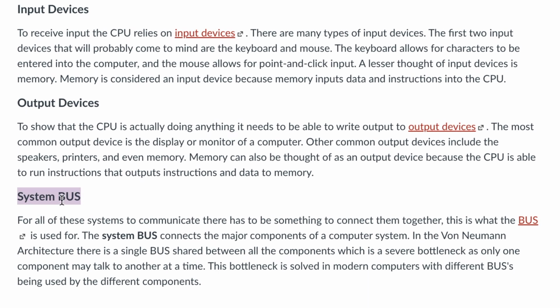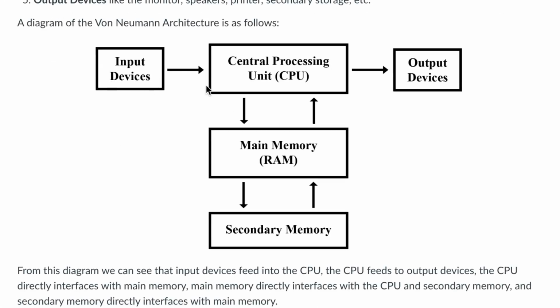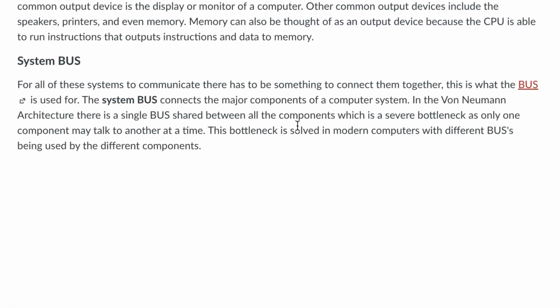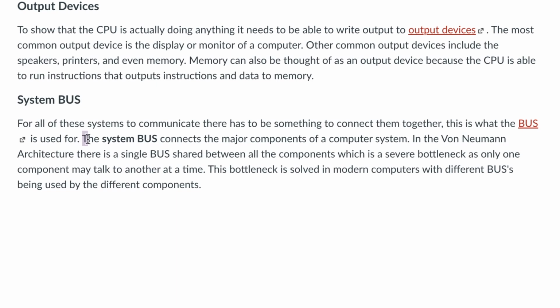And the last piece of hardware that I want to touch on is the system bus. In order for all of these items in the von Neumann architecture to be able to communicate together, they need to be able to talk via something. And, well, that is the job of the system bus. In a von Neumann architecture, there is only one system bus that connects all of the elements, which is a severe bottleneck, because when there's only one bus, only one component is able to talk to another component at a time. And in modern day computers, this is solved by simply adding multiple buses to the system.